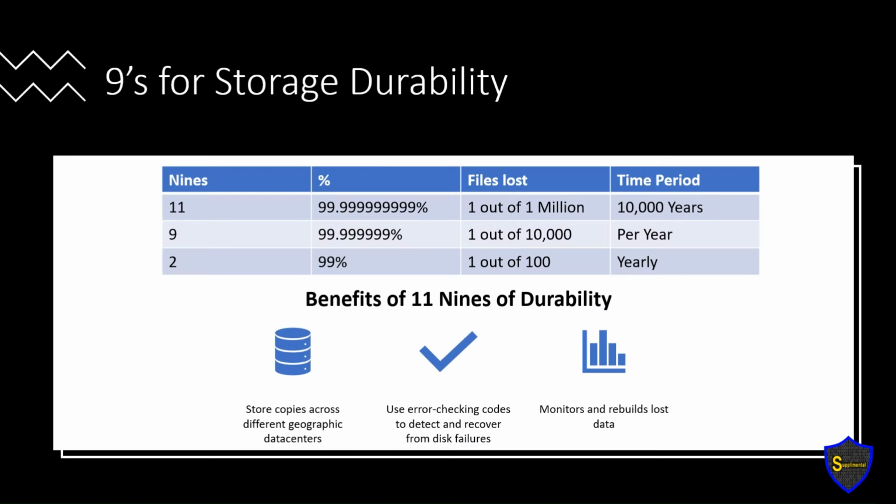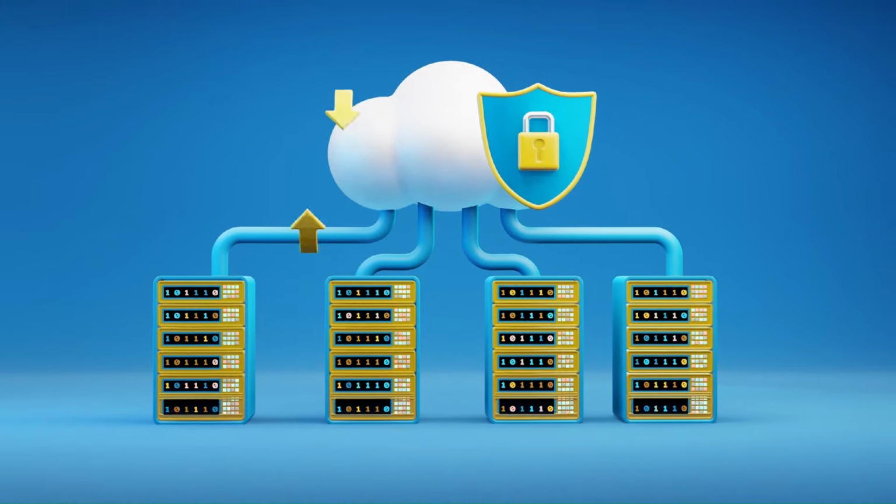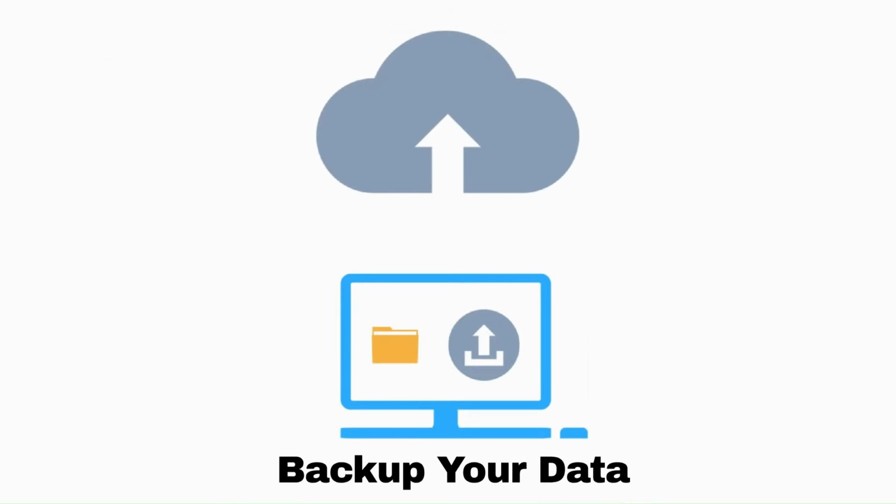And remember, it's always a good idea to have additional backups of your most important data as an extra layer of protection. The higher the number of the nines, the more unlikely you'll ever experience data loss in cloud storage. However, no system is perfect. So, responsible cloud providers aim for at least 11 nines of durability, while recommending backups for best practices.